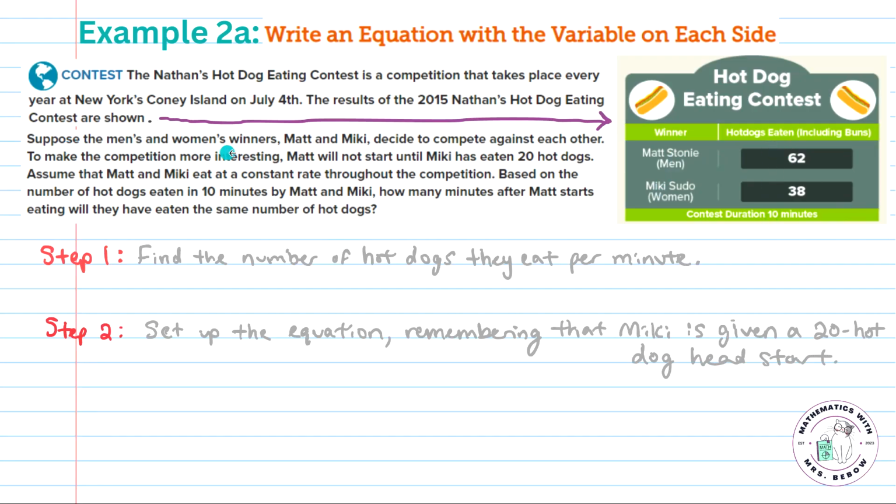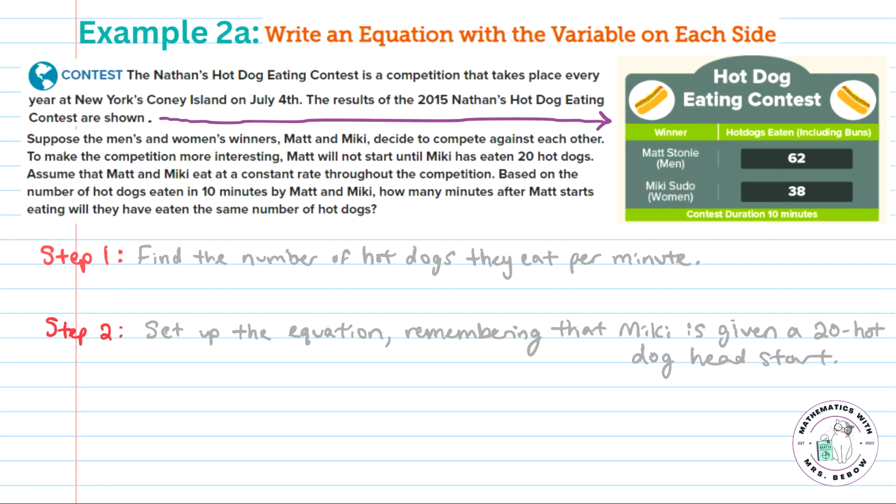So suppose the men's and women's winners, Matt and Mickey, decide to compete against each other. To make the competition more interesting, Matt will not start until Mickey has eaten 20 hot dogs. Assume that Matt and Mickey eat at a constant rate throughout the competition. Based on the number of hot dogs eaten in 10 minutes by Matt and Mickey, how many minutes after Matt starts eating will they have eaten the same number of hot dogs?